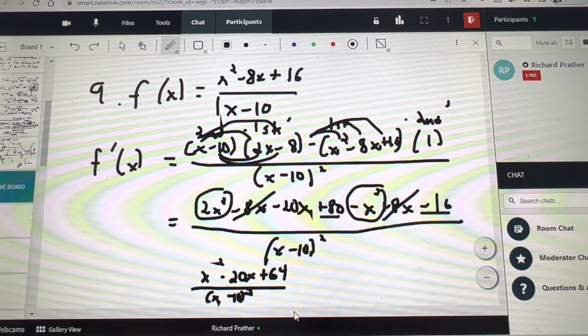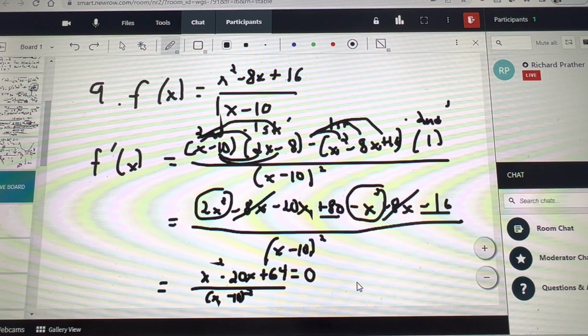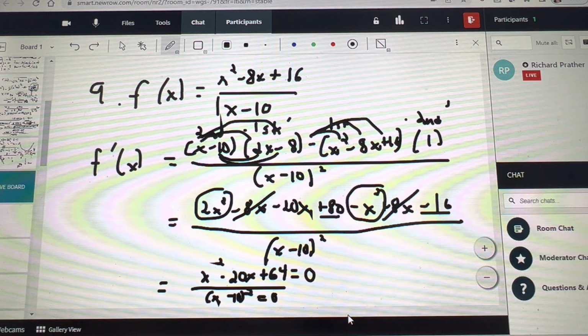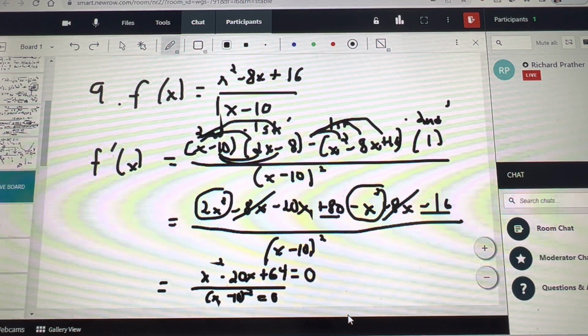So that's as simple as the derivative function can get. Because it's a fraction, the critical numbers are going to be anything that makes the top 0, that'll make the whole fraction 0. And anything that makes the bottom 0 will make the whole fraction undefined. Technically, we have to get all of those numbers, because critical numbers are anything that makes the derivative 0 or undefined, as long as it doesn't make the original undefined.